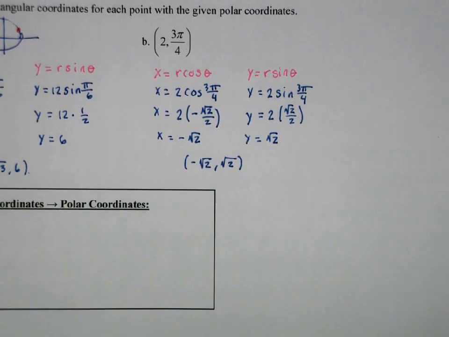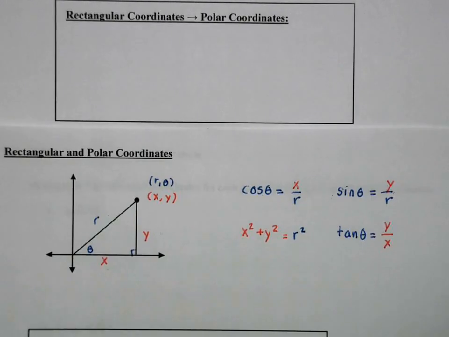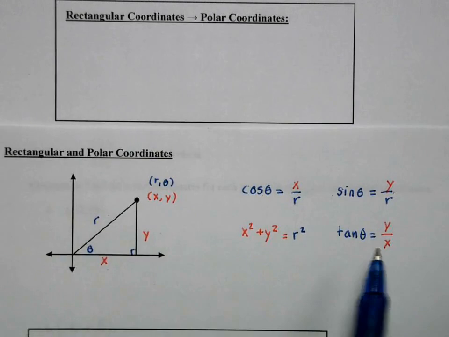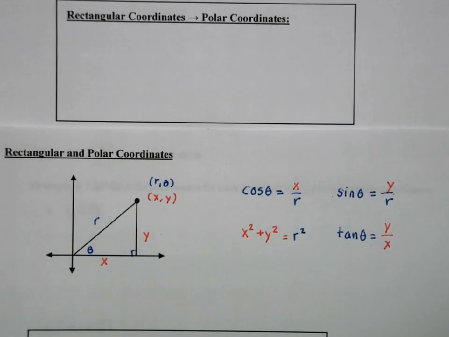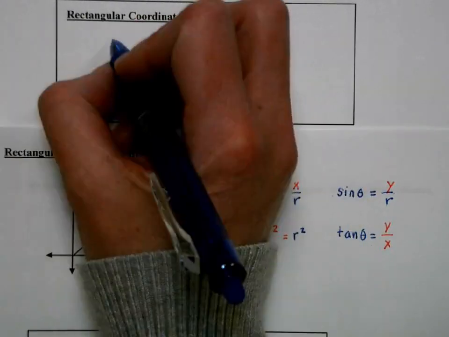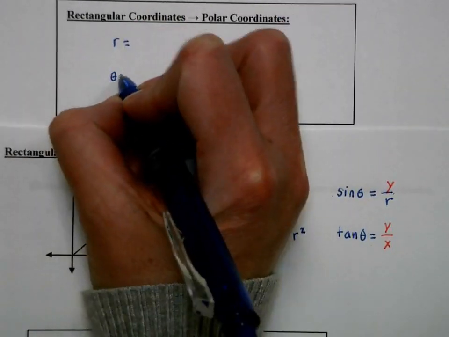Next, we're going to go the other direction, and we're going to start with our rectangular coordinates and go to polar. I brought back our diagram here. For these, we're going to use these two. So with this, we want to start with an x and a y and end up with an r and a theta. Well, r, real simple.